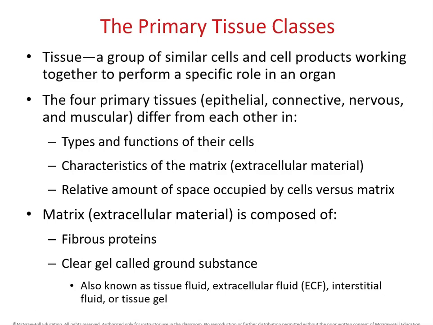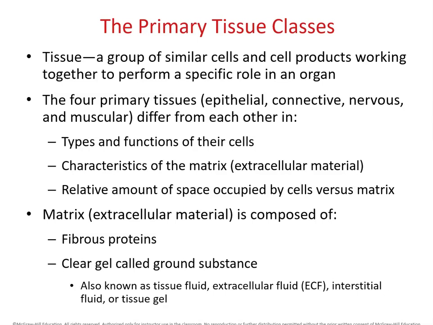And there's a lot of variation within each of these categories, and we'll look at each one of these categories in depth. They differ from each other in what types of cells they have and how those cells work together. They also have different extracellular matrix, or the material that is surrounding them. And they are also different in the amount of space that is taken up by cells versus the matrix that surrounds them. So let's take a closer look at this extracellular matrix for just a second.